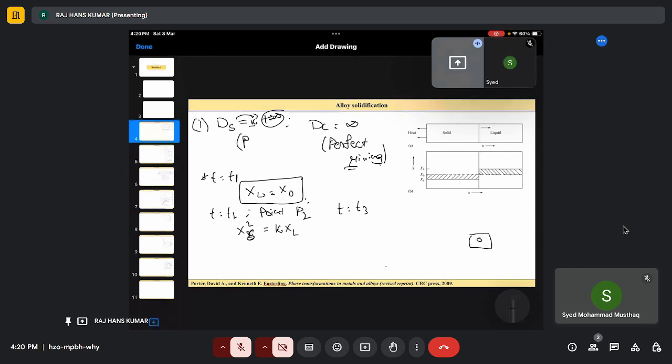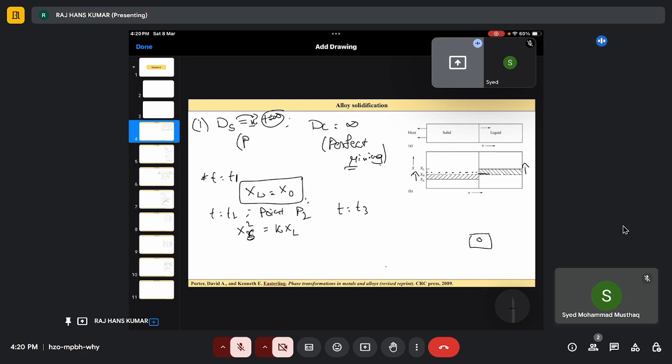So that's why from X naught, this is my X naught, right? From X naught, the liquid concentration keeps on rising. Simultaneously, the solid concentration also keeps on rising. So that is what happens. That is what we discussed last time in coring.